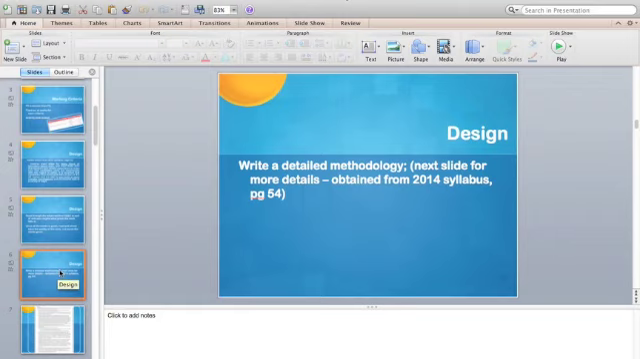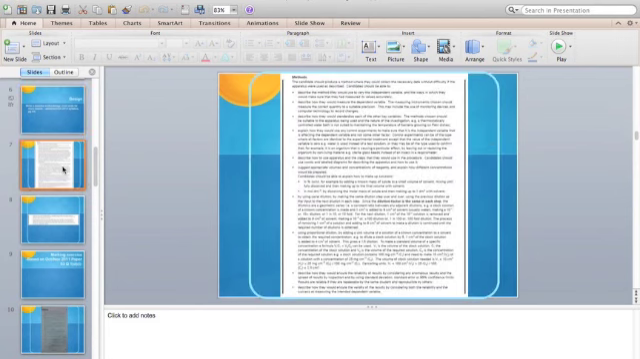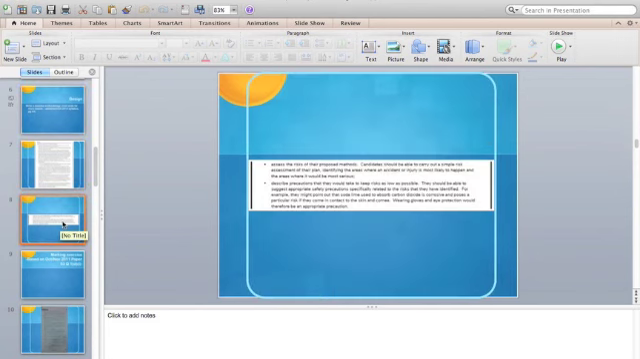This is also taken from the 2014 syllabus. You can refer to it, page 54 of the 2014 syllabus. I will not elaborate much on this part, okay? You can read it yourself.